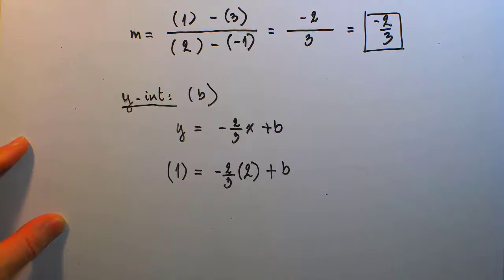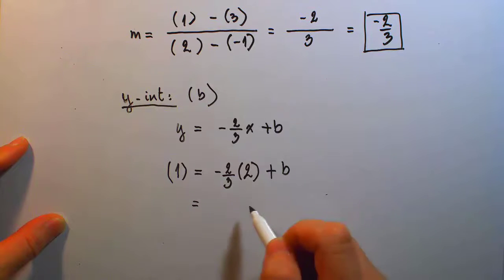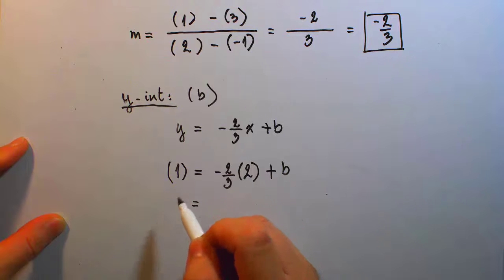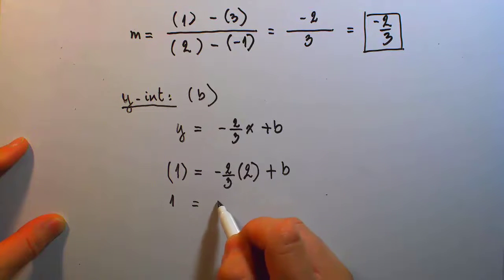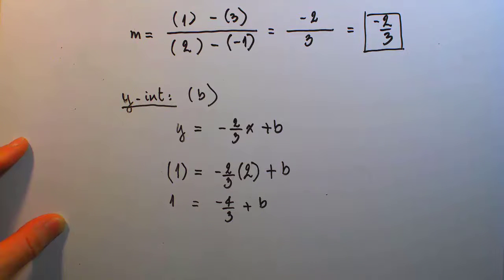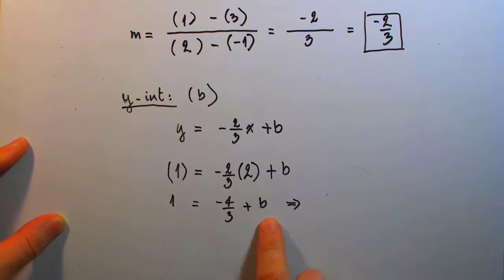And so at this point, let's go ahead and clean up the two sides a little bit so it looks cleaner. So here, 1 equals negative 4/3 plus b. In case you are not comfortable looking at the equation this way, you can choose to rewrite the equation to contain the unknowns on the left hand side.